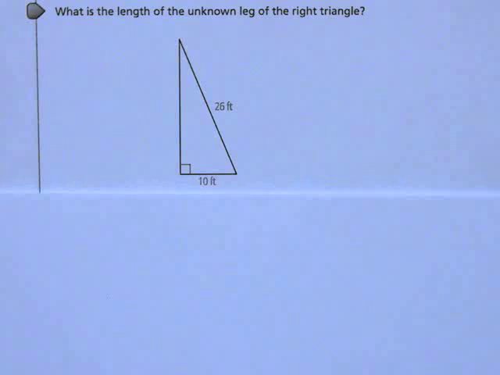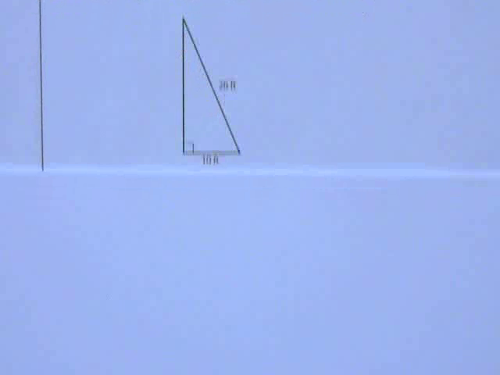Another use for the Pythagorean theorem, besides finding the hypotenuse of a right triangle, is to find the missing side of a right triangle. And this, of course, makes sense because if I know any two sides of a right triangle, I should be able to find the third side. So in this example, we're asked to find the unknown length of this right triangle. And I'm going to slide this up so we have plenty of room here.